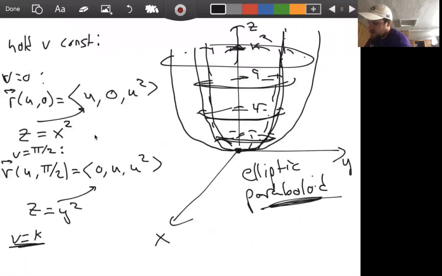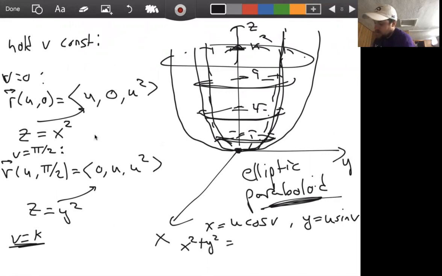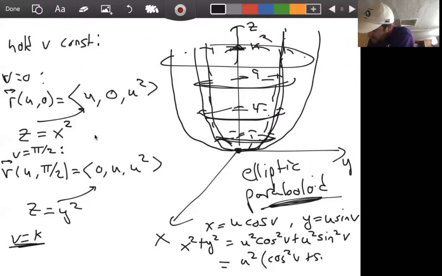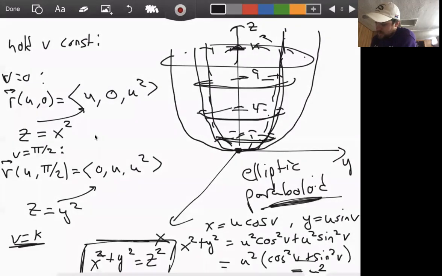Another way to see this is to understand what's going on with the parameter, right? We had x equals u cosine v, y equals u sine v. And so if we took x squared plus y squared, you'll see that we get u squared cosine squared v plus u squared sine squared v, which is u squared times cosine squared v plus sine squared v. Well, that's one, and so we get u squared. And so you can see, well, u squared was z, so we get x squared plus y squared equals z, which is our elliptic paraboloid here.